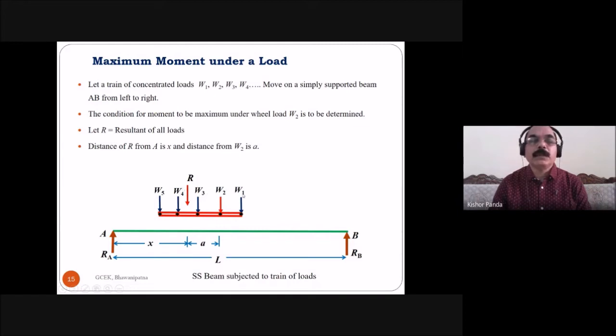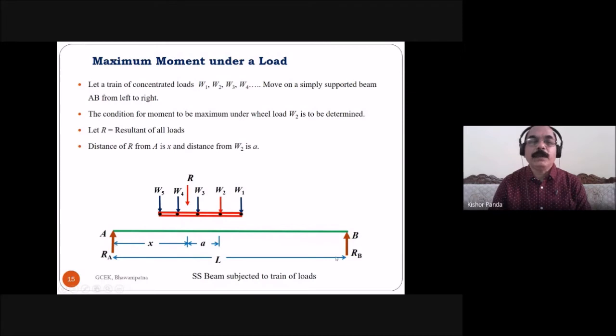The loads are W1, W2, W3, W4, W5, and R is the resultant of all the loads. The distance of the resultant load from the support A is X, and from the load W2 this distance is A. So the distance of R from A is X and its distance from W2 is A. You have to find out the reaction at A, so you have to take the moment about the support B.